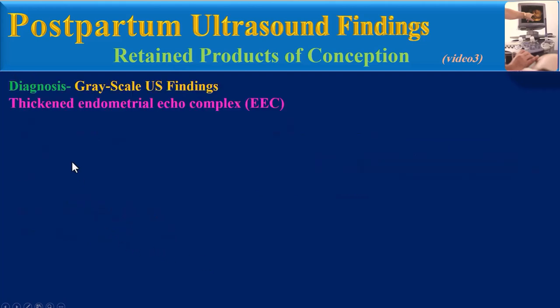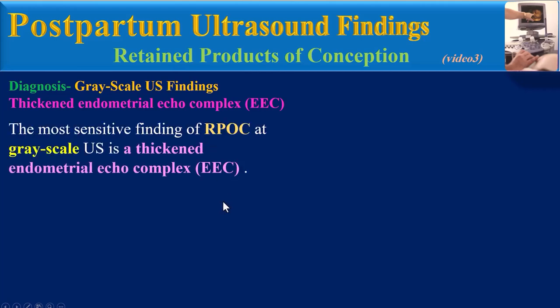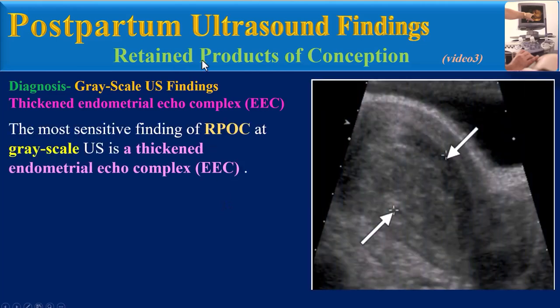One of the findings is thickened endometrial echo complex. The most sensitive finding of RPOC at grayscale ultrasound is a thickened endometrial complex. This image is related to pathologically proved RPOC with a thickened EEC in a 29-year-old postpartum woman. This longitudinal transabdominal grayscale ultrasound image shows a markedly thickened EEC, about 26 mm.